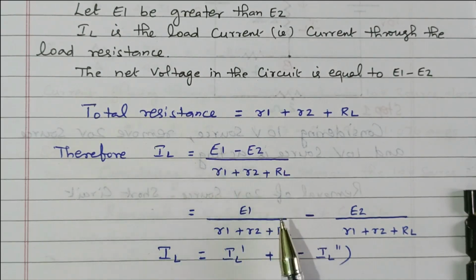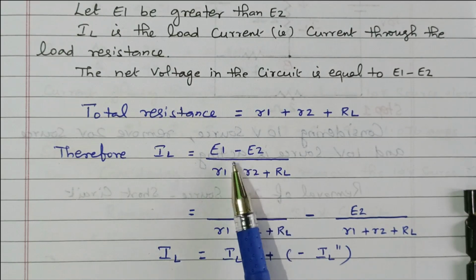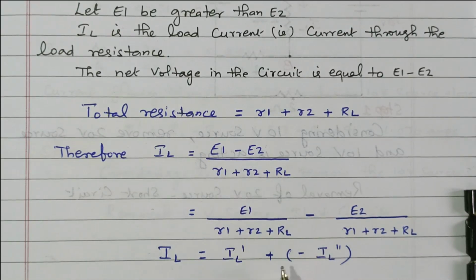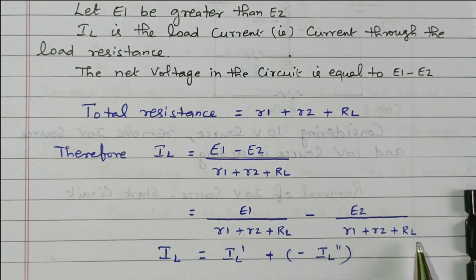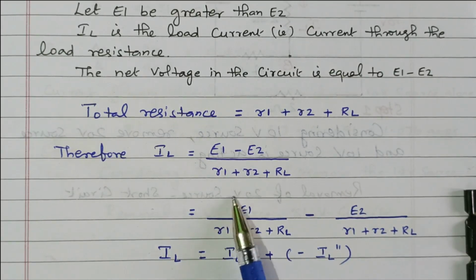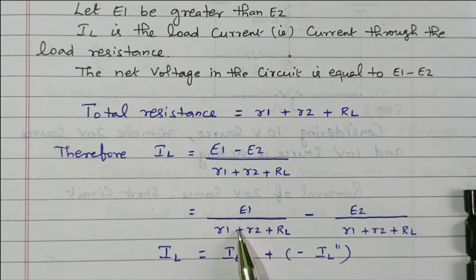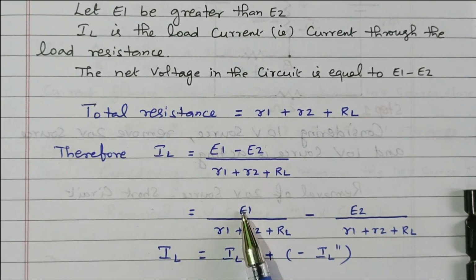Now we split these two terms. Here E1 minus E2 is available. The terms are split, so E1 divided by R1 plus R2 plus RL minus E2 divided by R1 plus R2 plus RL. Right. So what is this? This is nothing but considering only the voltage source E1. So we can take it as IL dash. IL dash is the current flowing through the load resistor RL due to only voltage source E1.